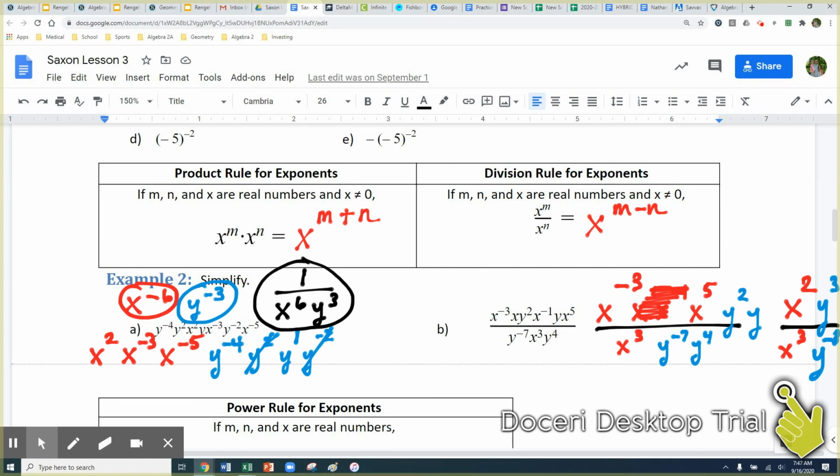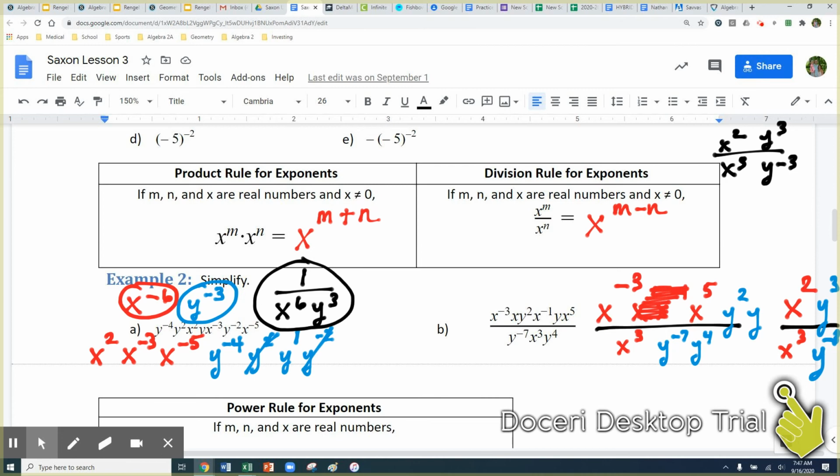Put it all in black. So we got x squared over x to the third, y to the third over y to the negative third. All right? So here's where we're at. After doing that product of powers, we've got all our x's, all those exponents added up, we've got all our y's added up. Now we start looking at, we're dealing with a fraction. We got that fraction bar.